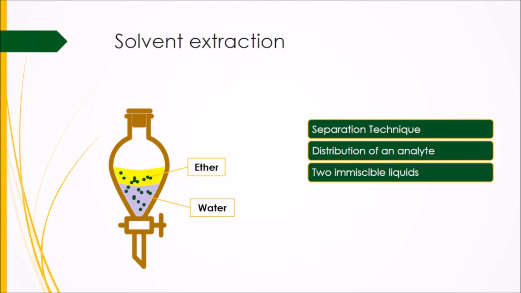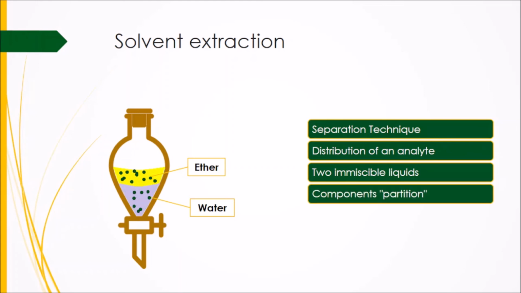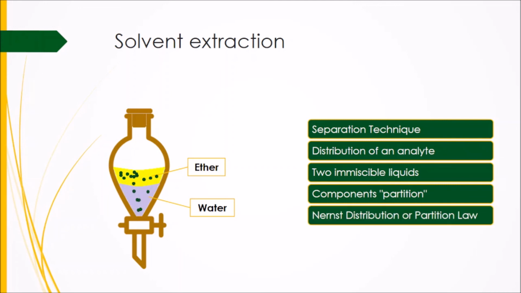When a solution is placed in a separatory funnel and shaken with an immiscible solvent, dissolved substances transfer from one liquid into another liquid phase, generally from aqueous to organic. The components are said to partition between the two layers or distribute themselves between the two layers. This transfer is based on Nernst distribution or partition law.